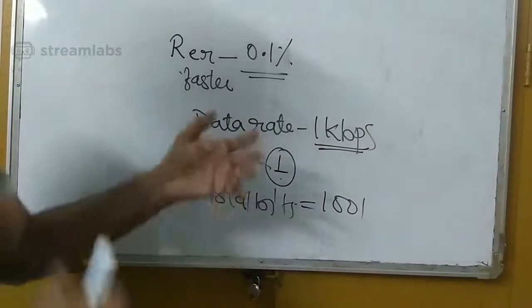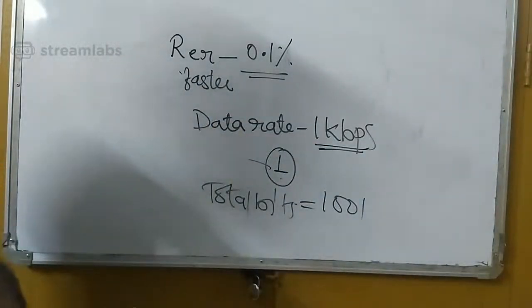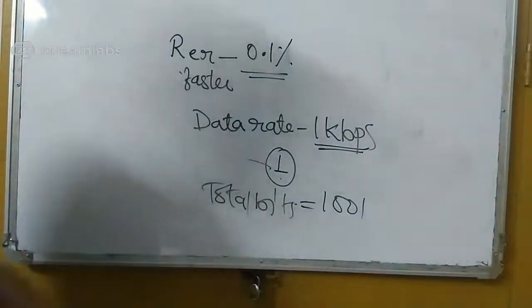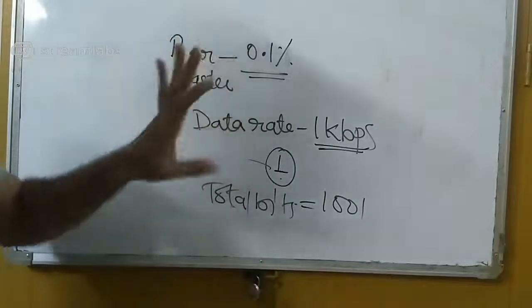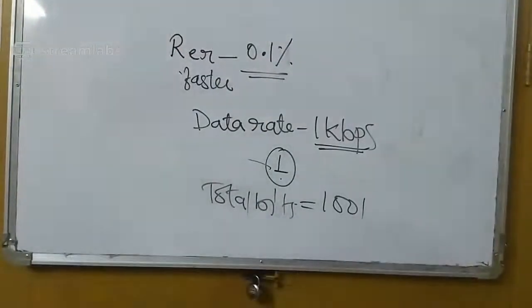It is treating those 1 kilobits which are transmitted in 1 second as 1001 bits in 1 second. Okay, this is an error, because of this change in the clock. So this is related to synchronization.